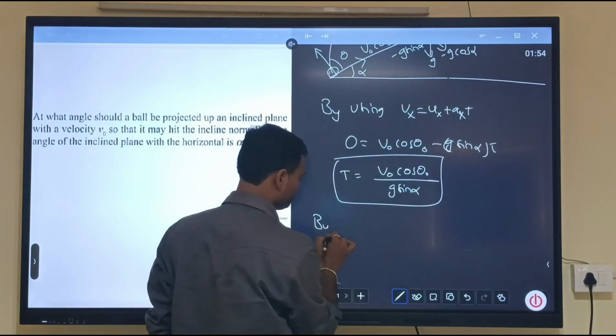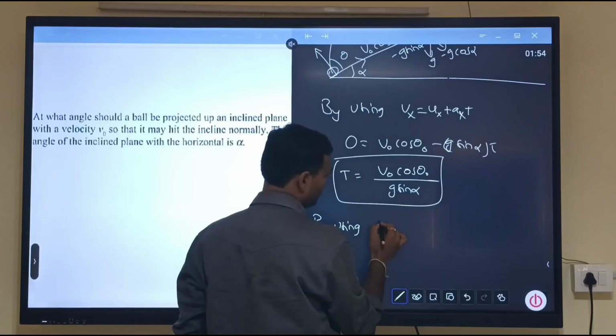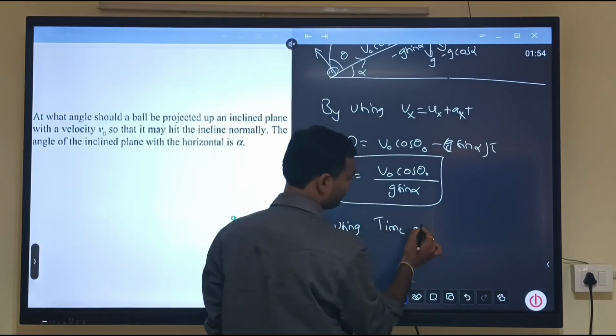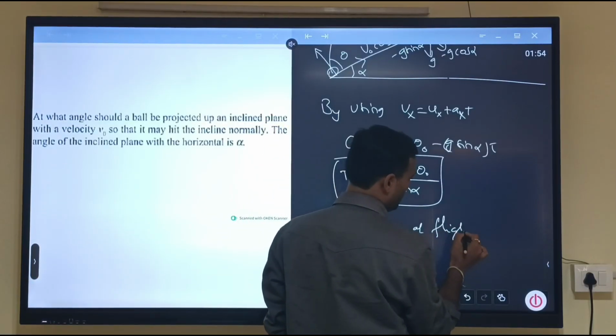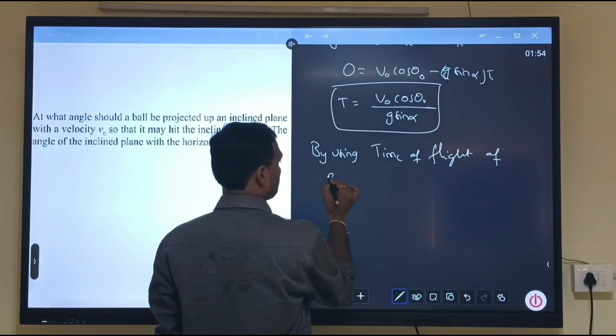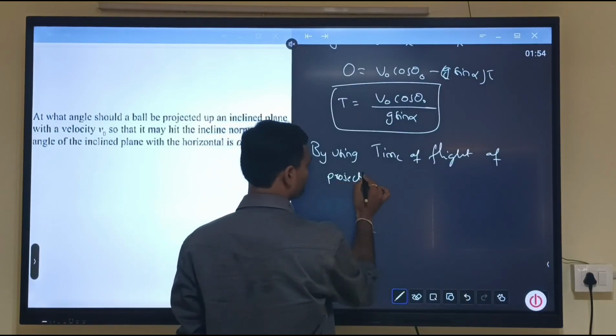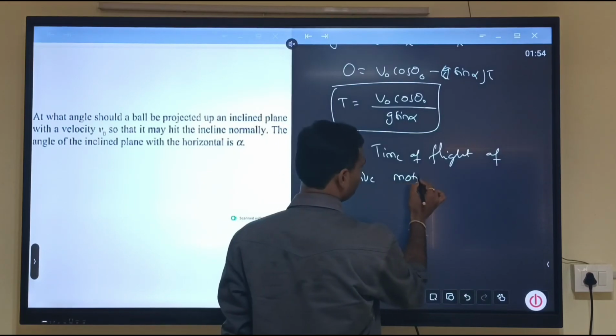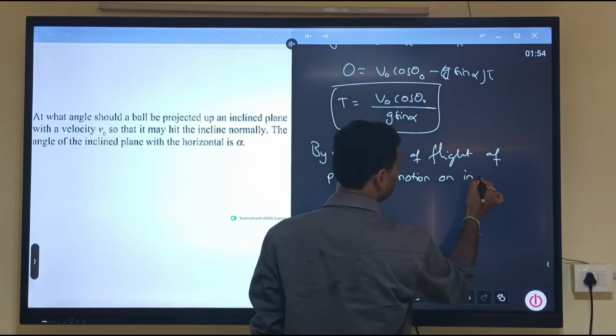Now, by using the time of flight of projectile motion on an inclined plane.